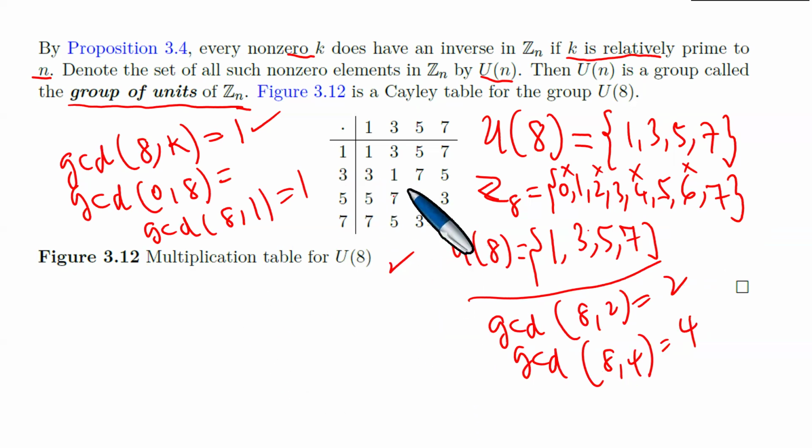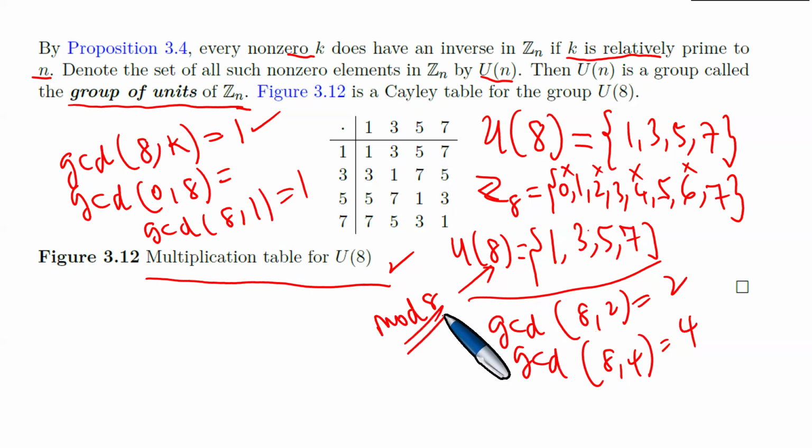Now, this is the Cayley table, the multiplication table for U8, which is 1, 3, 5, 7 across the top and 1, 3, 5, 7 down the side. Then you multiply. 1 by 1 is 1. 1 by 3 is 3. 1 by 5, 1 by 7. 3 by 1 is 3. 3 by 3, because this U8 still has to do with modulo 8. So if you say, for instance, 3 by 3, it's 9, which in modulo 8 is 1.